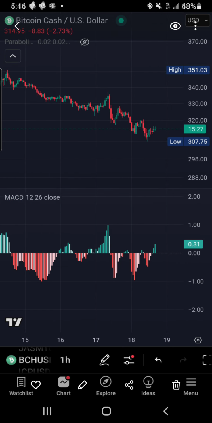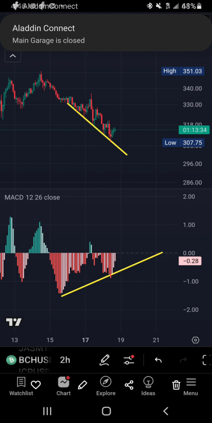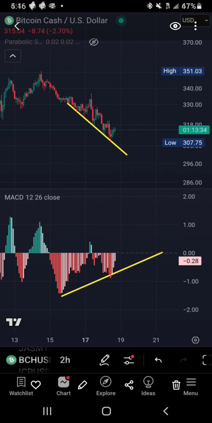All right, so how do we know? So we look again at that bullish divergence. So that's on the 1 hourly. All right. And we find that and we see pumps right after.